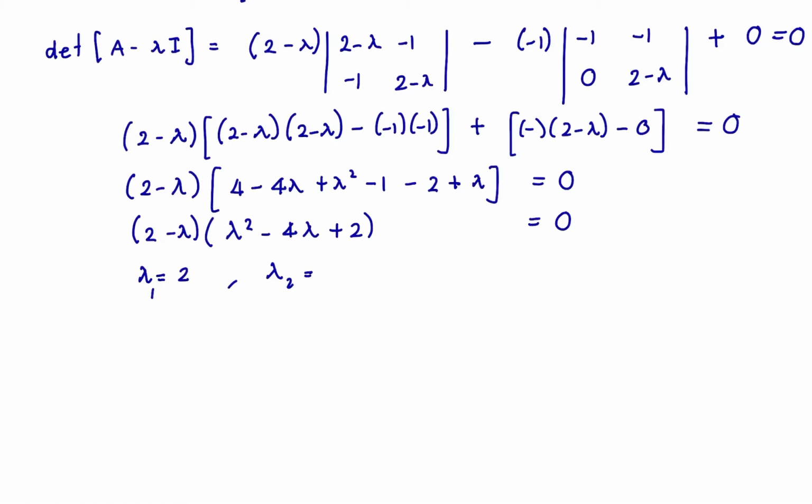Yeah. So now I have my lambda 2 as 3.4142 and our lambda 3 equals to 0.5858. So we have 3 lambdas here. That means you will have 3 corresponding eigenvectors. Okay, so let's do the first one. So the first one is lambda equals to 2.